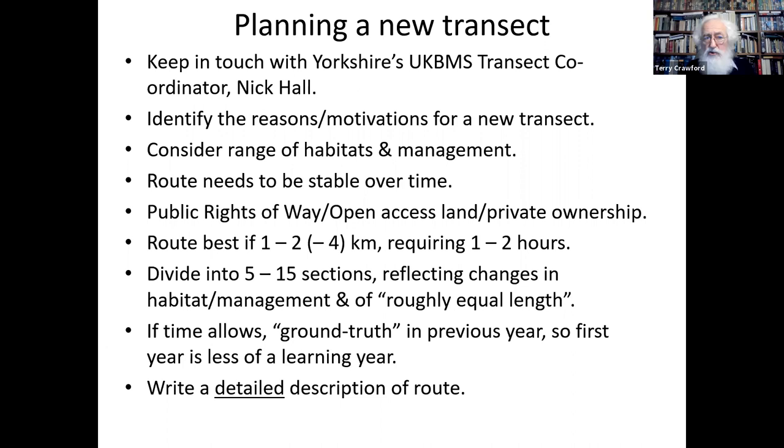In choosing a route, it obviously needs to be stable over time because it's a monitoring scheme. So we hope that this transect will be able to be walked a good number of years into the future. So if this patch of land is part of the local plan for housing development or something like that, you don't want to touch it, do you? Have a look at the Ordnance Survey map. What sorts of public rights of way, footpaths or bridleways are there? Is it open access land? Or is the land, at least some of it, in private ownership, in which case you're going to have to get permission to walk across the land. And that opens various sorts of issues, including data protection and so on.